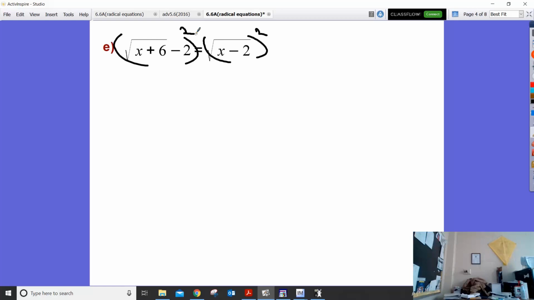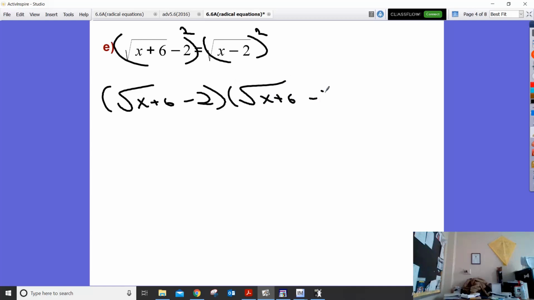What's that, Sean? You write it twice. And then you do what? Whatever Jesus would do. Unless it's the product of 2 things, you write it twice. That's how it works. This is the root of x plus 6 minus 2 times the root of x plus 6 minus 2. And it's going to end up equaling x minus 2.